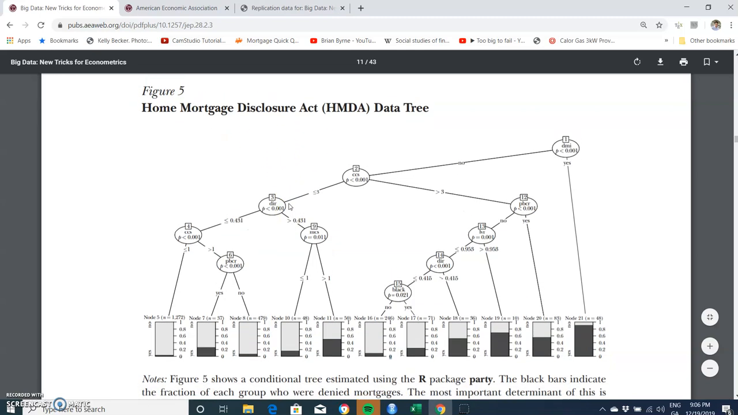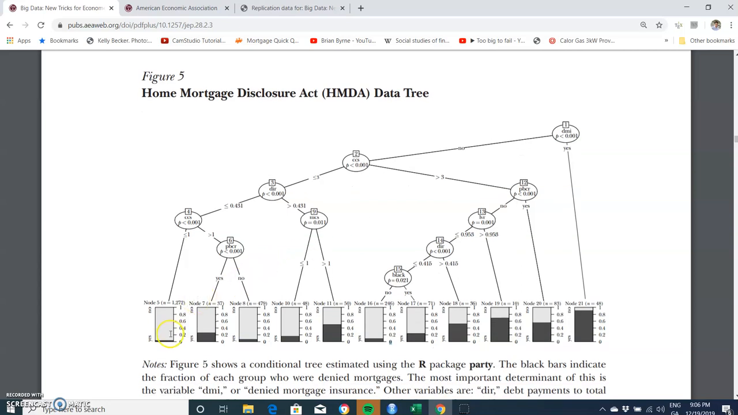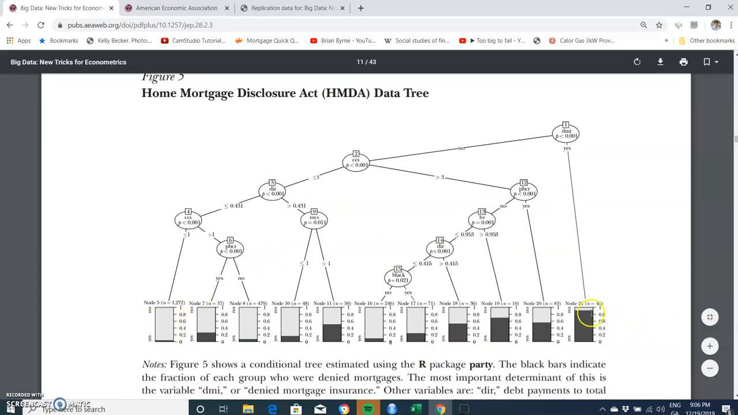So we're going to examine in particular Home Mortgage Disclosure Act data, this ctree or conditional inference tree, and we're going to examine the extent to which people were approved or rejected for mortgage applications. When we observe the darker shade here, it denotes rejected for mortgage application. The lighter grey balance here denotes accepted.